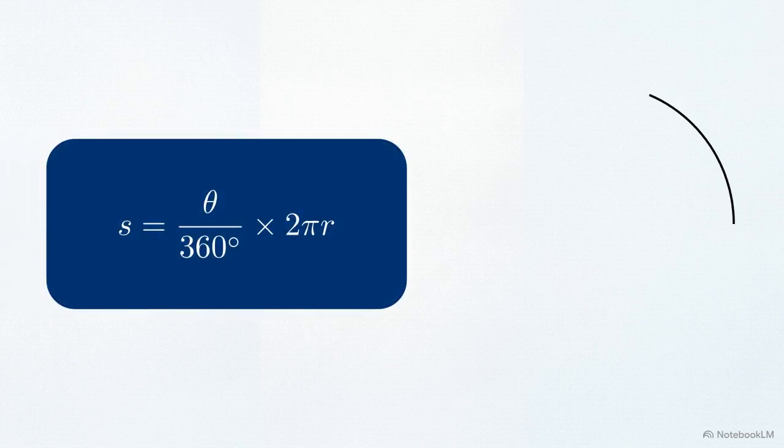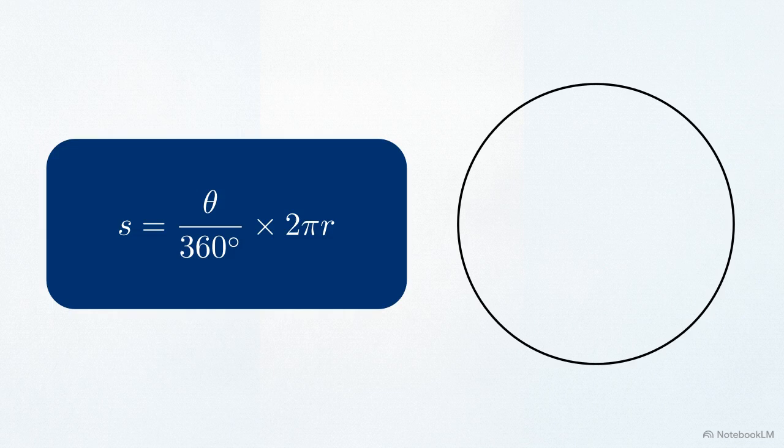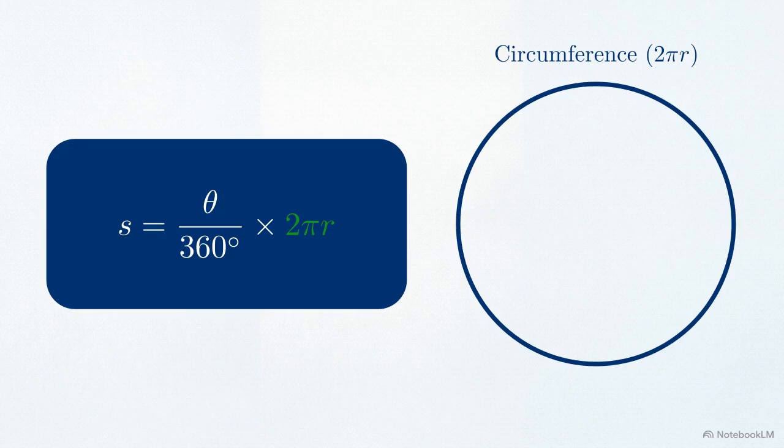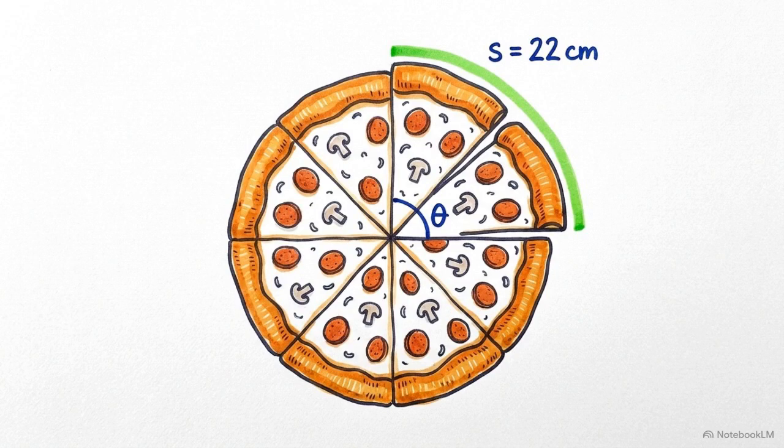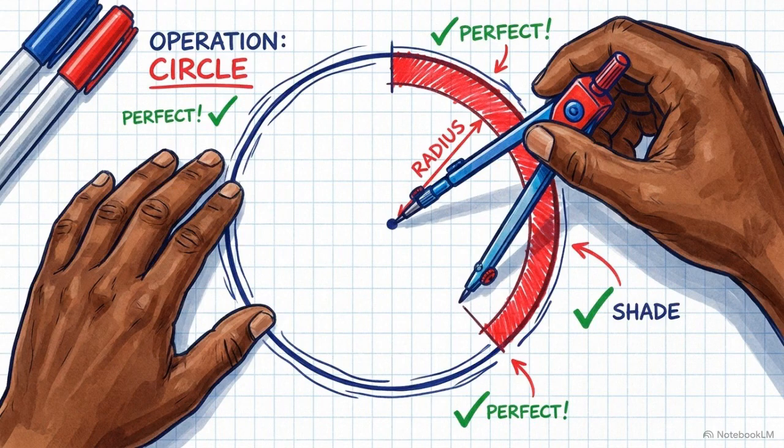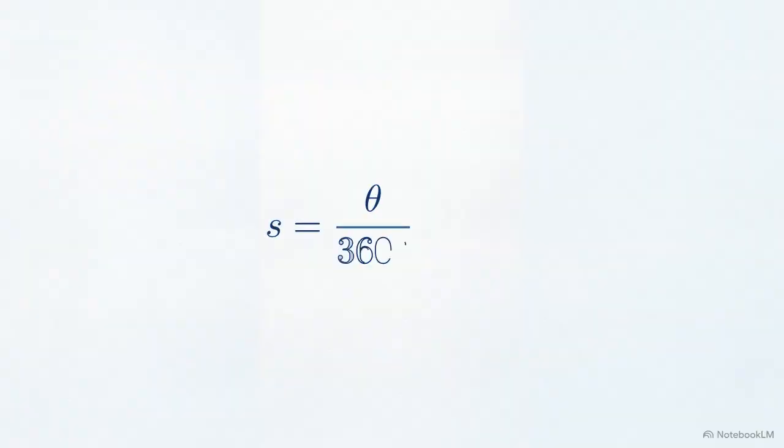Arc length, S, equals the central angle divided by 360 degrees multiplied by 2 pi r. This part of the formula, 2 pi r, represents the circumference, the total distance around the entire circle. You can think of the circle like a pizza. While the circumference is the whole outer edge, the arc is just the crust of a single slice. The fraction theta over 360 tells us exactly how much of the pizza we are looking at. Because the arc is part of the circumference, its length is proportional to the fraction of the 360-degree circle that it covers.